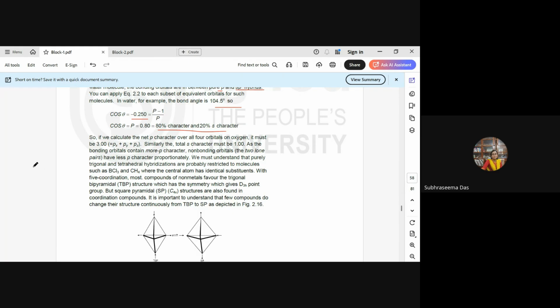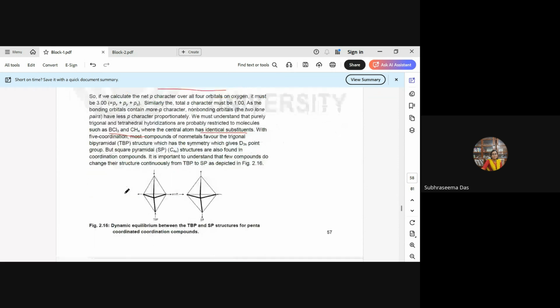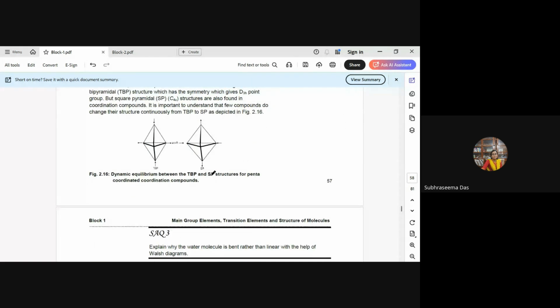As the bonding orbital contains more p character, the non-bonding orbital will have less p character. So we understand that trigonal and tetrahedral hybridizations are probably restricted to molecules like BCl3 and CH4, which have identical substituents. When we have 5 coordination, most of the compounds of the nonmetals form the TBP structure, which has the symmetry D3h. But the square planar structure is also found in such 5 coordination complexes, and here the dynamic equilibrium between TBP and square pyramidal structure has been shown.